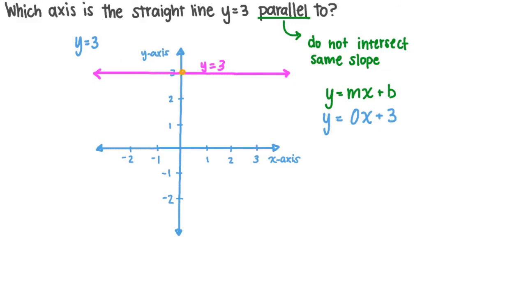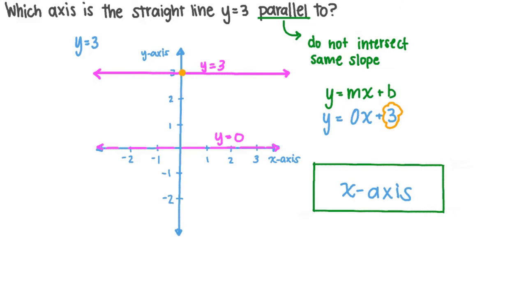We should notice here that the line y equals 3 crosses the y-axis, and we know that's true because it has a b value of 3, and in the general form, the b represents the y-intercept. We can therefore say that the straight line y equals 3 is not parallel to the y-axis because it intersects the y-axis. But we can say that y equals 3 is parallel to the x-axis. The x-axis is the line where y equals 0. The straight line y equals 3 is parallel to the x-axis.